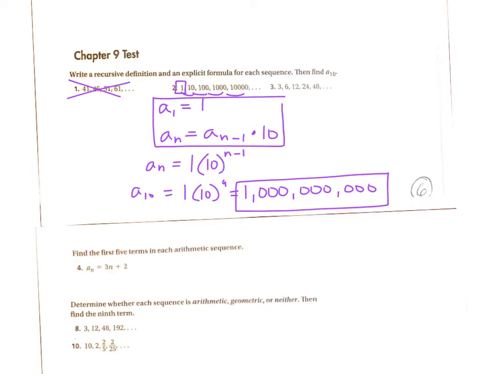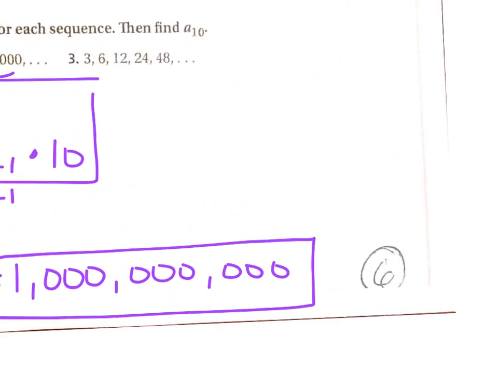Number 3, sorry, I kind of went into our space here. For number 3, the recursive, you're doing your first term, which is 3, followed by A sub n, which is always, again, A sub n minus 1, the term before it, times, and then we got to figure out what our common difference, or common ratio, did I say common difference on the last one? Common ratio is, we're multiplying by 2, right? So you would just go times 2 right there.